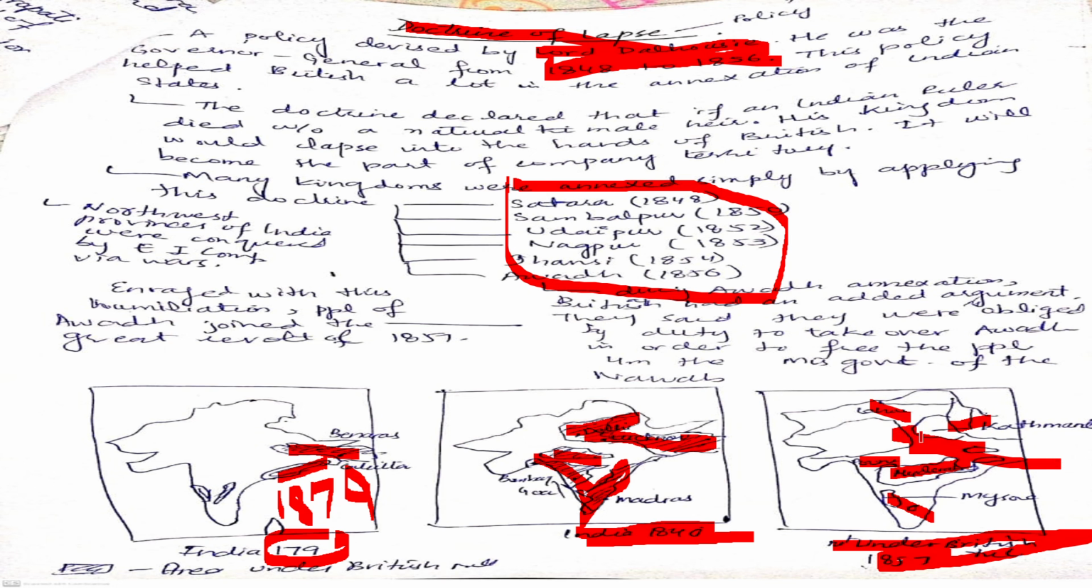So almost all the subcontinent was captured by the British under their different policies, and the Doctrine of Lapse was one of their policies to annex the subcontinent. So this is all about today's lecture. We discussed the Anglo-Maratha wars, the Anglo-Mysore war and the Doctrine of Lapse.